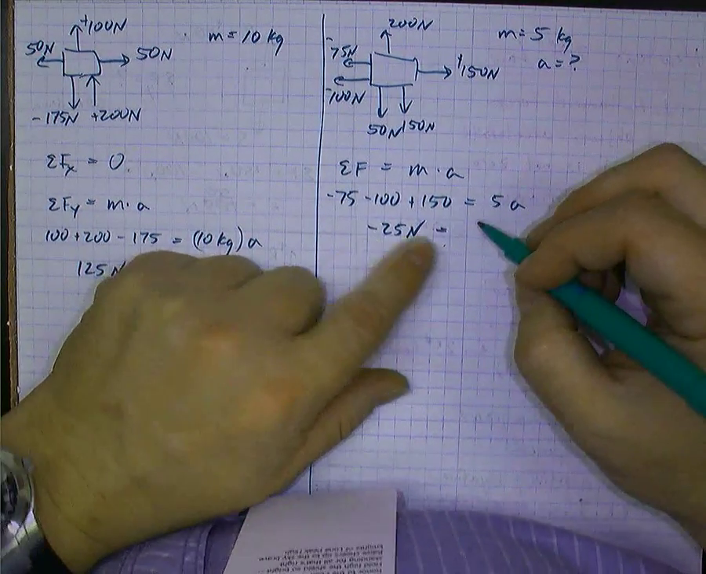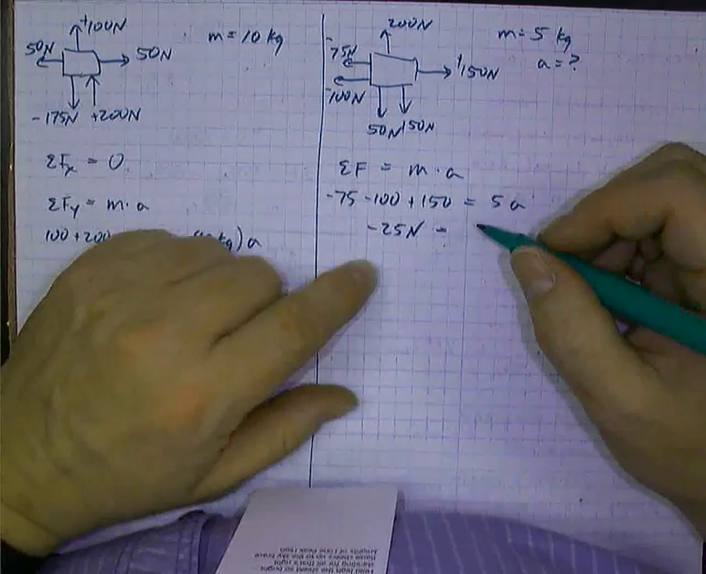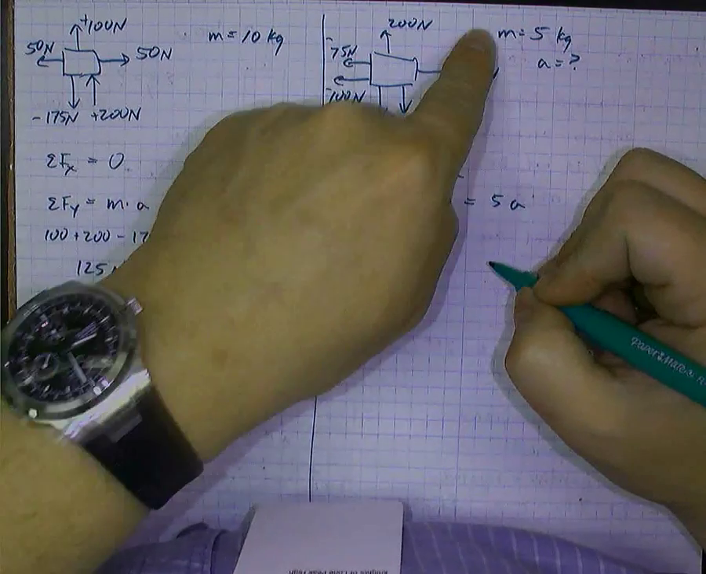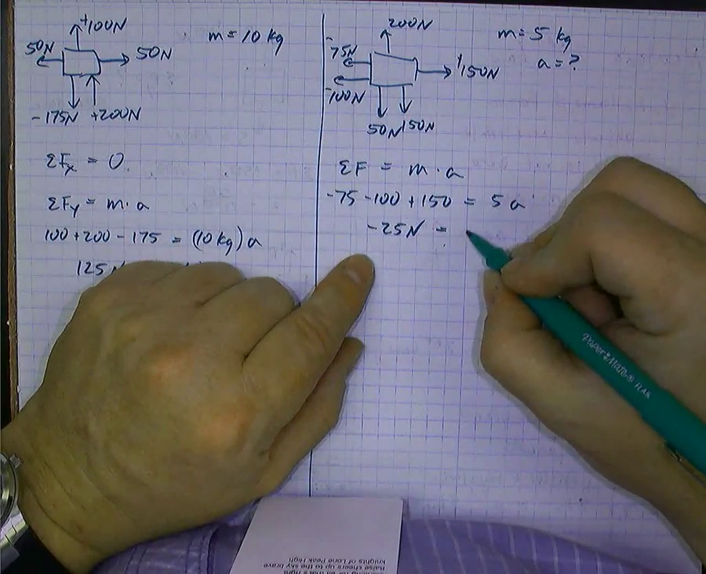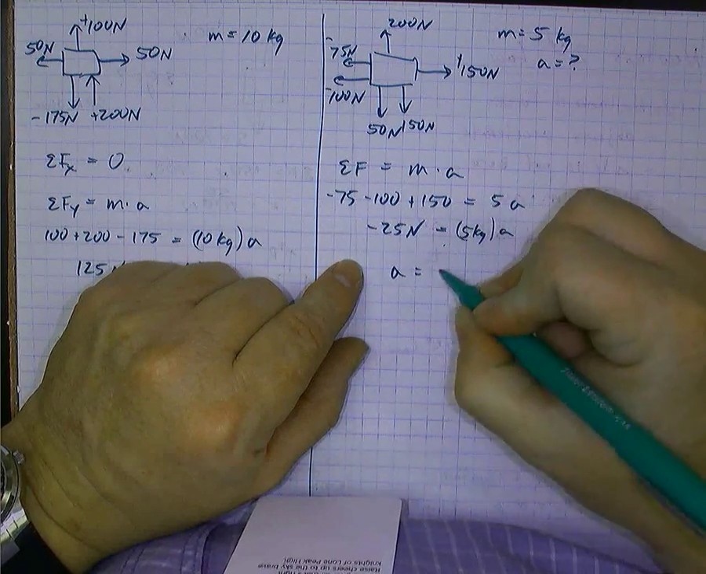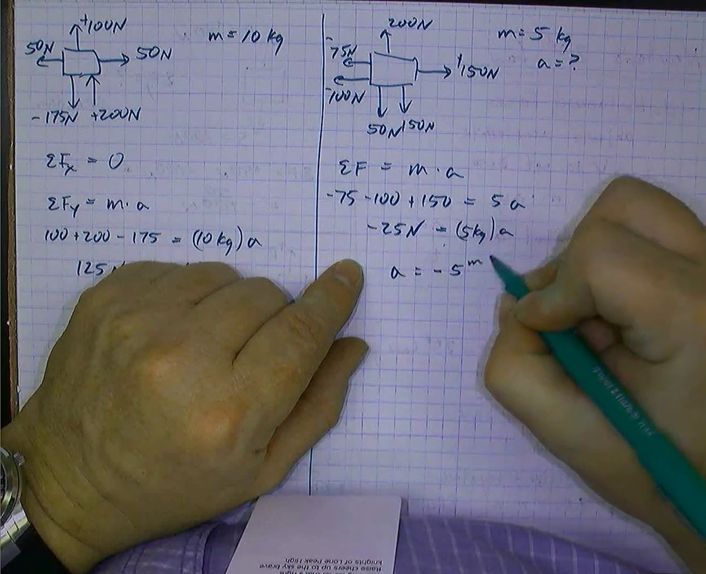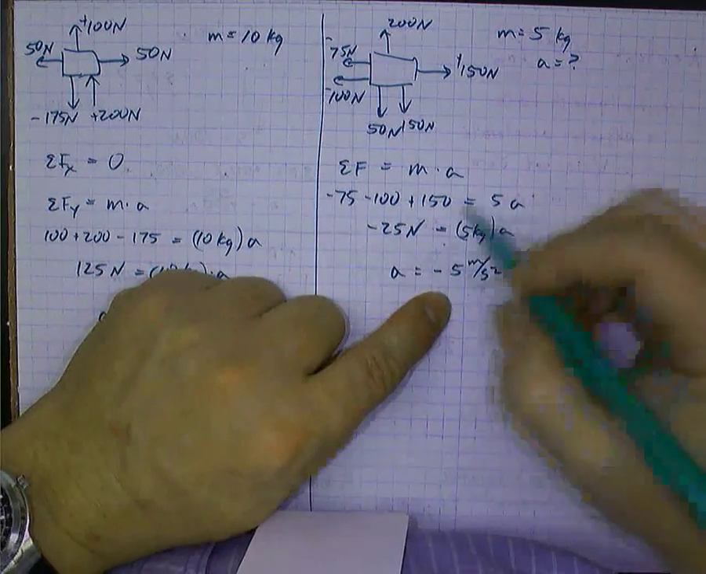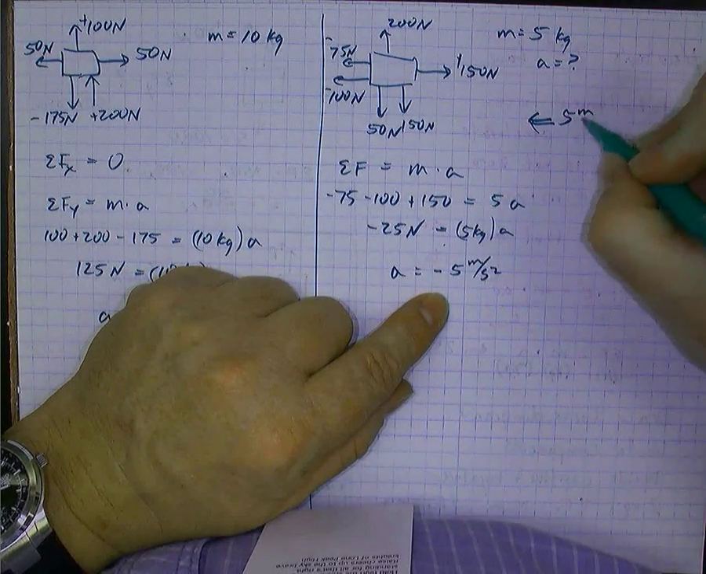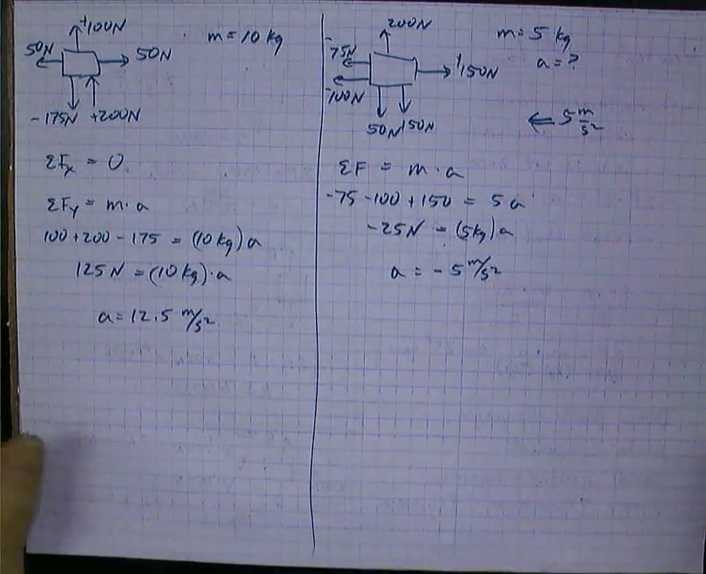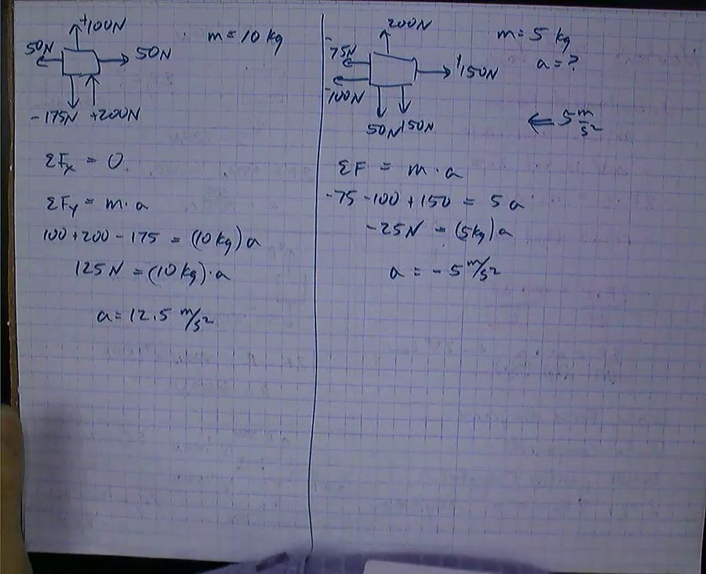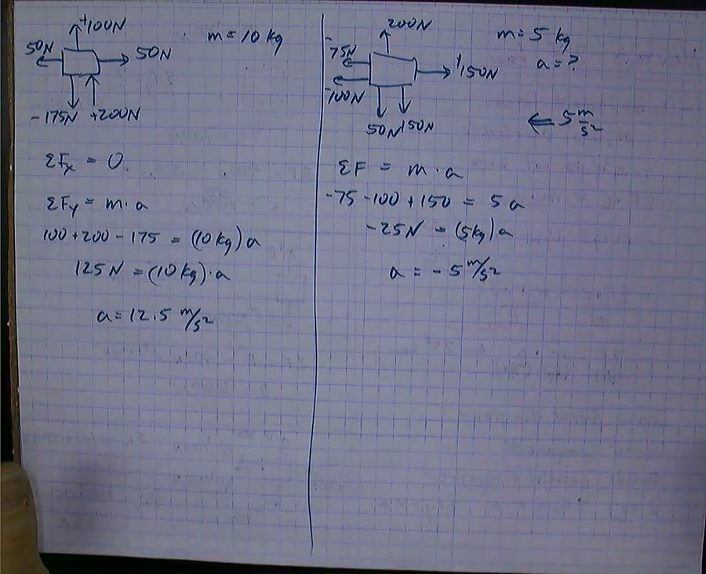A negative here just signifies going to the left. There's nothing special about it being negative except it means leftwards. I have more on the left side than on the right side as far as arrows are concerned, equals 5 kilograms times A. So A must equal negative 5 meters per second squared. And the negative sign in this case means that the acceleration would point to the left. So the acceleration, I say, is 5 meters per second squared leftwards, or to the left. I would drop the negative sign off of that.